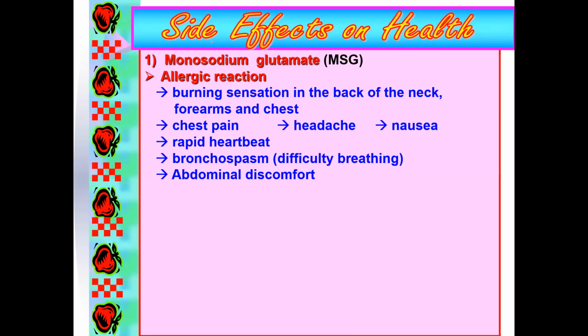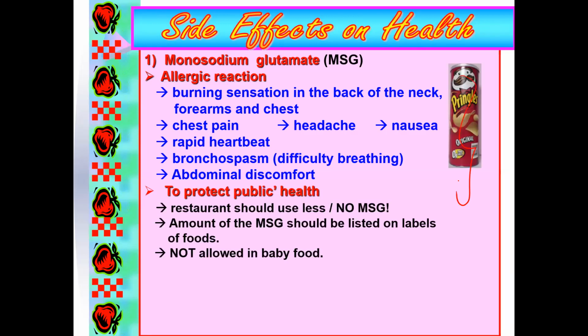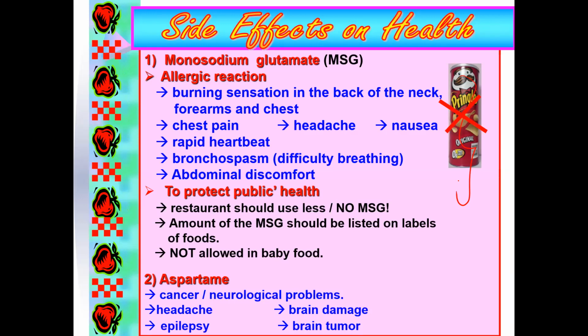Why are they bad? MSG can give you a lot of problems. Pringles has MSG. Aspartame, look at it, can give you brain damage, brain tumor, epilepsy, headache, cancer. Neurological problems. So far, I've only taught you 3.